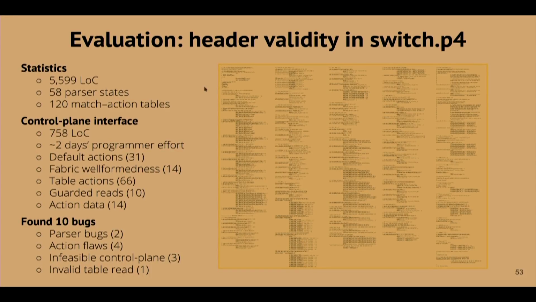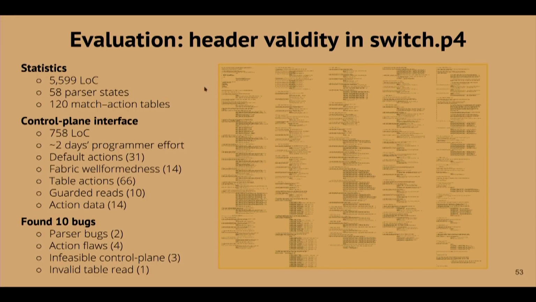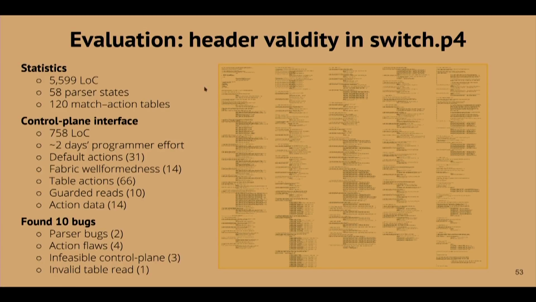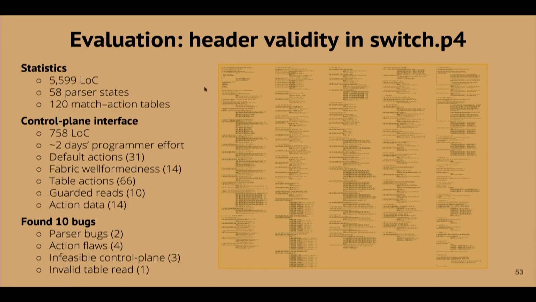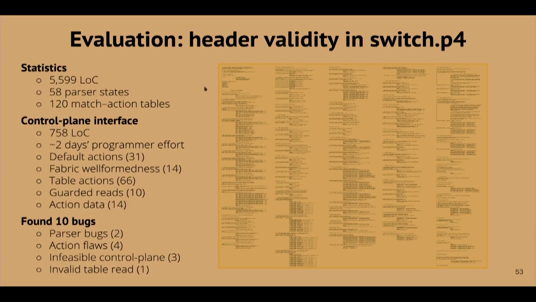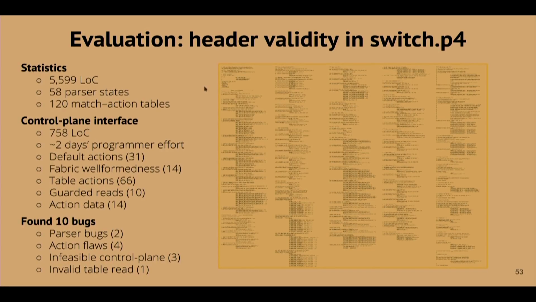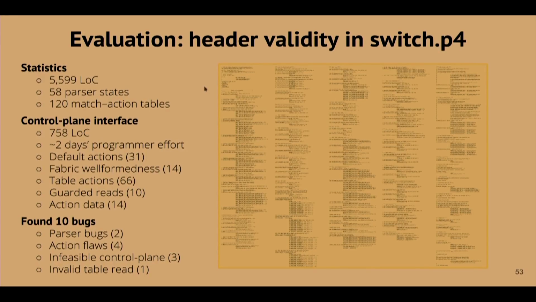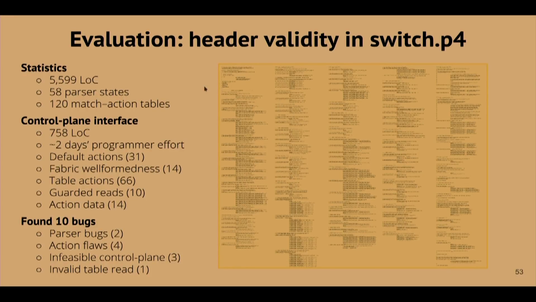So how feasible is it to write control plane interfaces? Well, what we found was that you can do it in a couple of days of effort. You can see the paper for details, but briefly, the annotations we wrote captured basic sanity and well-formedness conditions. Interestingly, we found some bugs. We found that the parser admitted ill-formatted packets. We found that some multi-table constraints seemed to be impossible for the control plane to satisfy. And we found tables that read invalid headers.